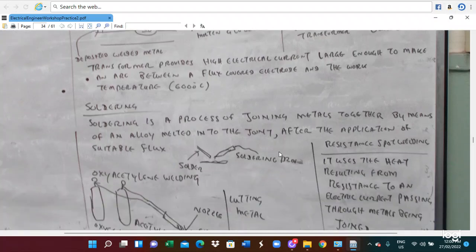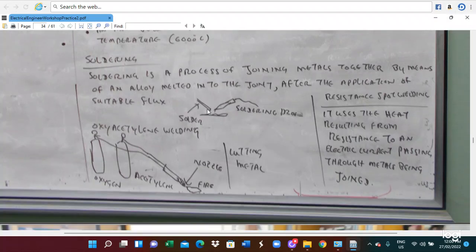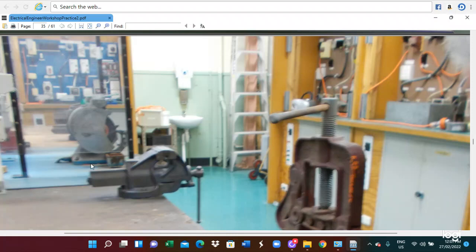Soldering is a process of joining metals together by means of an alloy run into the joint after the application of heat at a suitable place. So this is soldering and the solder connection. Here is the oxyacetylene machine. Oxygen and acetylene are heated, lit from the nozzle, and we can strike an electric arc. We heat the metal, and then we can provide oxyacetylene welding. Resistance welding utilizes the heat resulting from the resistance to an electric current passing through the metals being joined.